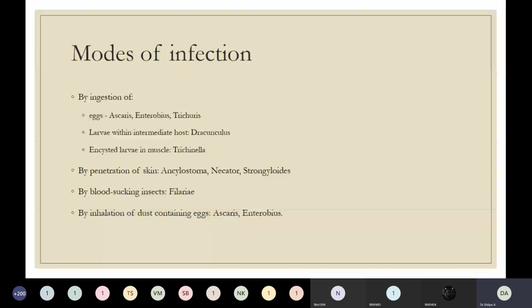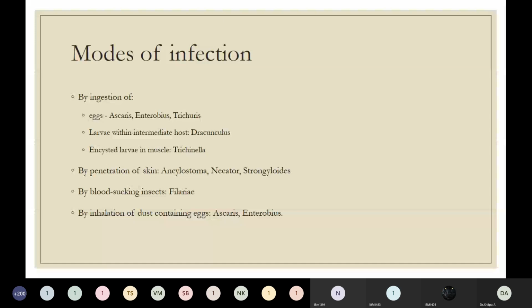Now coming to a very rare cause, inhalation of dust containing eggs. There is something called larva migrans. Those things are caused by eggs of Ascaris and Enterobius, that I will be dealing with in the later slides in detail. This is a very rare cause. So there are four modes: ingestion, penetration, blood sucking, and inhalation of dust containing eggs.